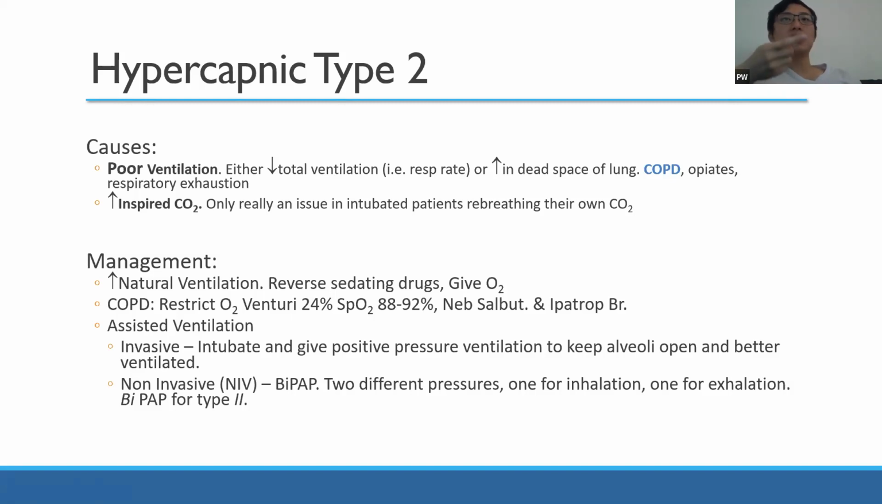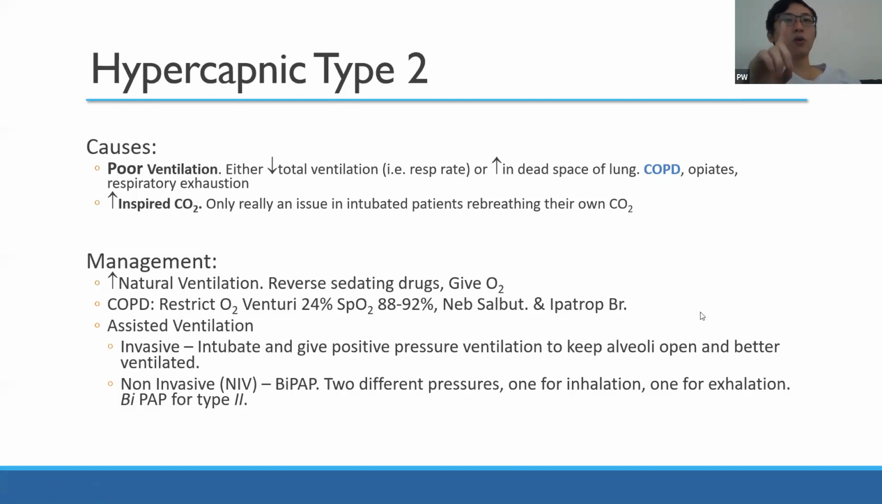And there's respiratory exhaustion. When people get really, really tired in terms of asthma, they literally can't breathe in or out because they're just so knackered. You can get some increased inspiration of CO2. It's only really an issue with intubated patients rebreathing their own CO2 when they're getting ventilated. So the management of this is basically fix their ventilation if they've got type 2 hypercapnic respiratory failure.